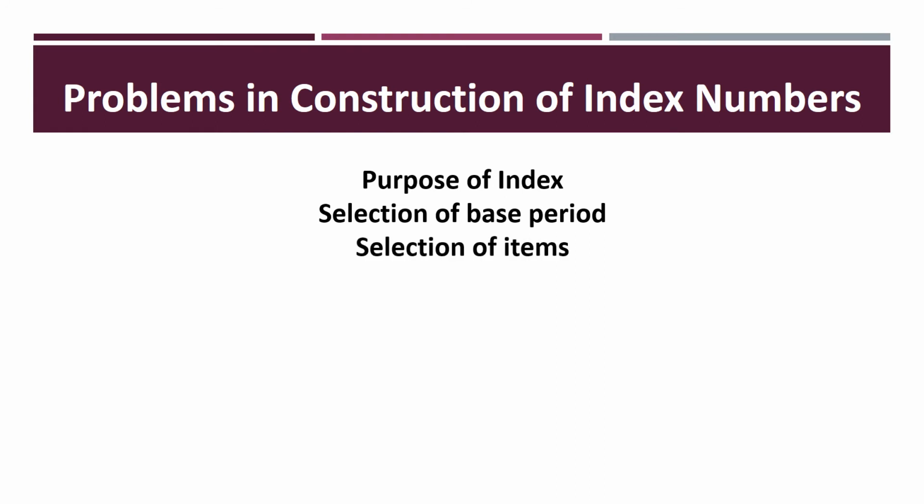Next is the selection of items or the data. In an index number, neither it is possible nor necessary to include all the items or all the commodities. Therefore, selection of items is important. The items selected should be representative of the taste, habits, and customs of the people for whom this index is meant. A decision must be made about the number of commodities to be included in the construction of this index.